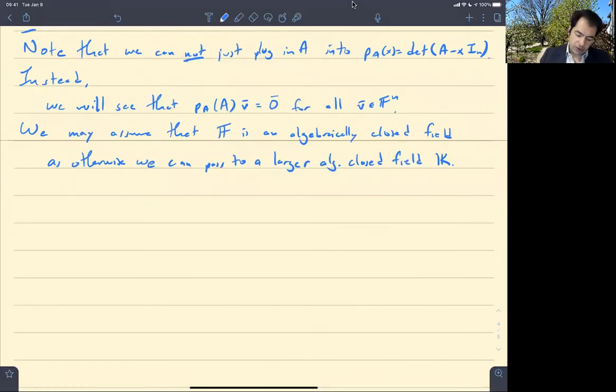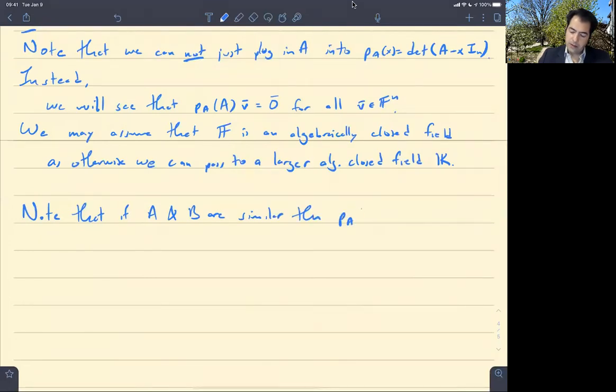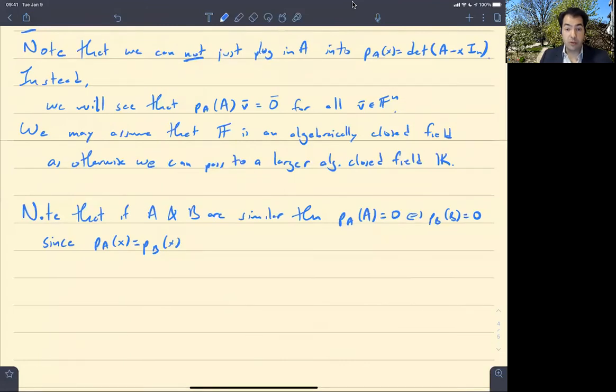Okay, so next, let's note that we can replace A with a similar matrix. It won't make any difference. If A and B are similar, then p_A is equal to 0 if and only if p_B is equal to 0. Right, so why is that? Well, on the one hand, we know that p_A of X is equal to p_B of X, right? Similar matrices have the same characteristic polynomial.